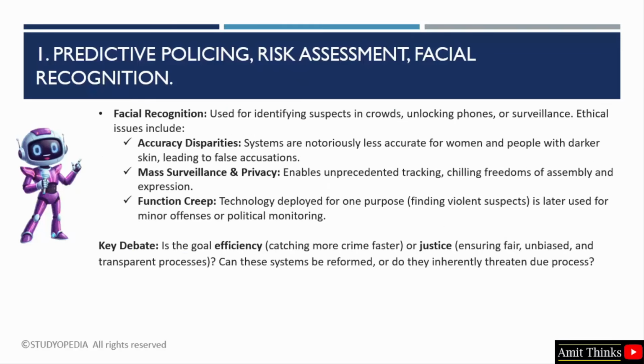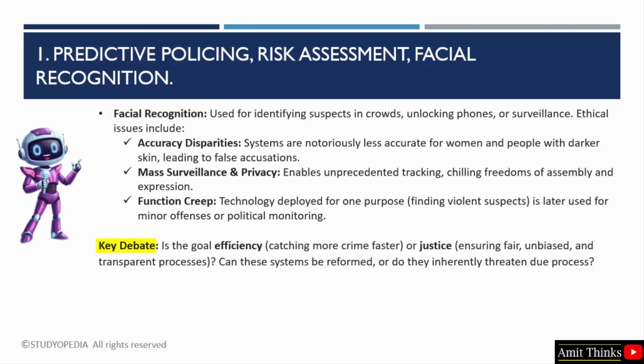Next is facial recognition, used for identifying suspects, unlocking devices and surveillance. Ethical concerns include accuracy gaps, less reliable for women and darker skinned individuals, risking false accusations. Surveillance and privacy: it enables mass tracking, potentially suppressing public freedoms. Function creep: initially used for serious crimes, later applied to minor infractions or political monitoring.